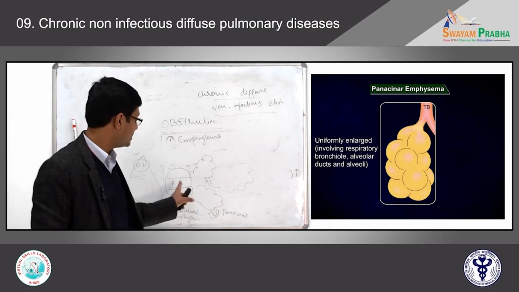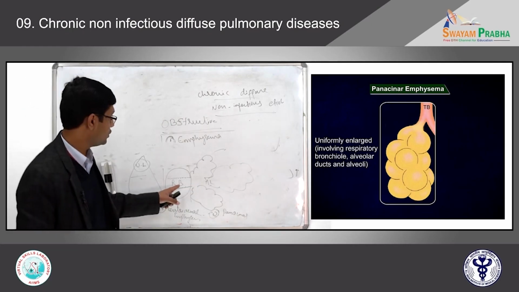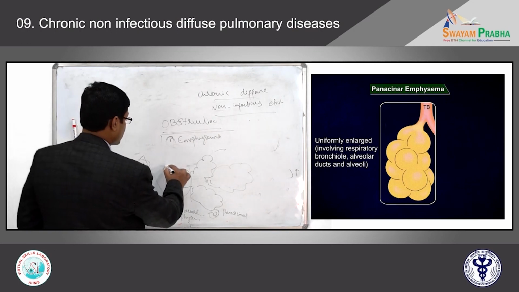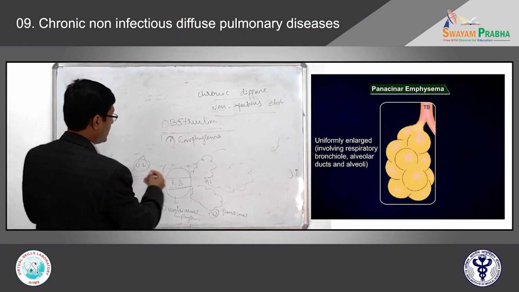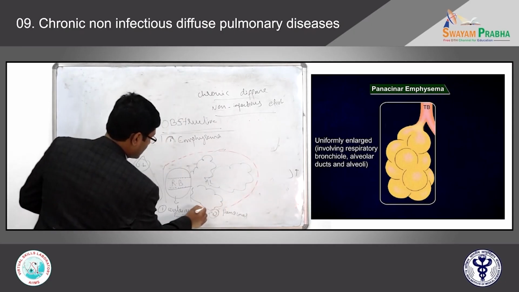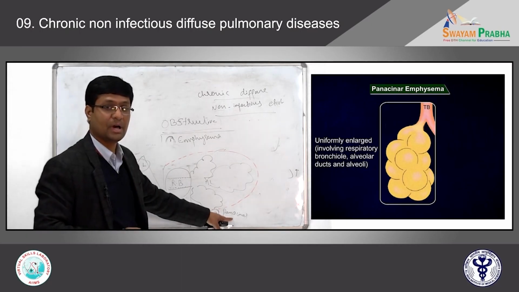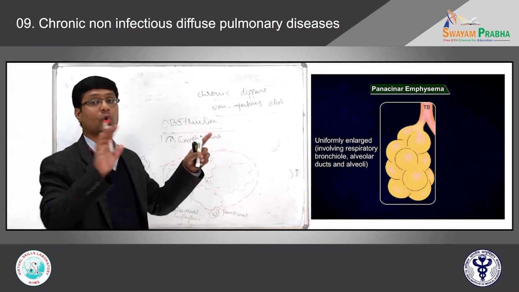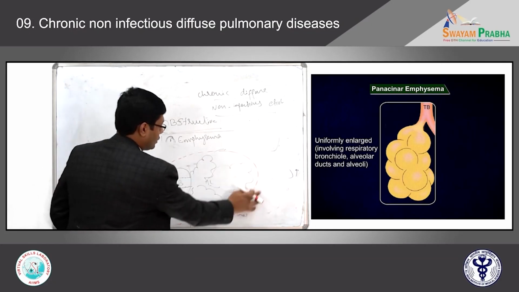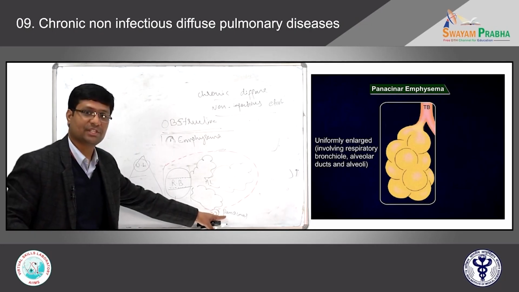Pan means the entire respiratory unit, including respiratory bronchioles and alveolar ducts. This whole segment is enlarged. We call it panacinar emphysema. Pan doesn't mean the whole lung; I am talking about only the respiratory unit. The whole respiratory unit is grossly dilated. We call it panacinar emphysema.